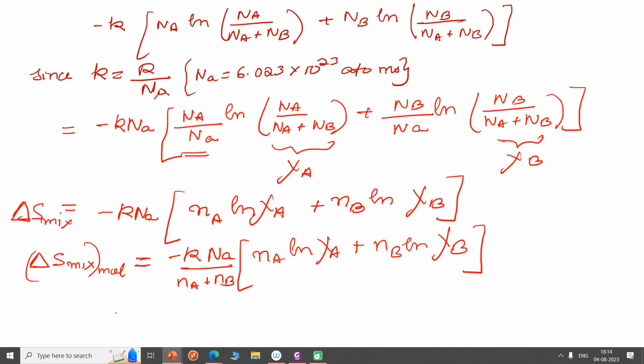if I just take this part inside, what will be left out with this? So Na by Na plus Nb is nothing but the total number of moles of A by total number of moles in the system, which is equal to the total number of atoms of A by total number of atoms of the system. So it's nothing but the mole fraction.